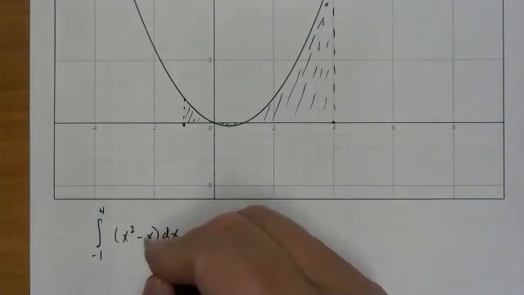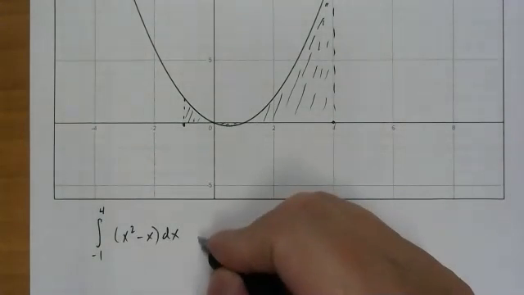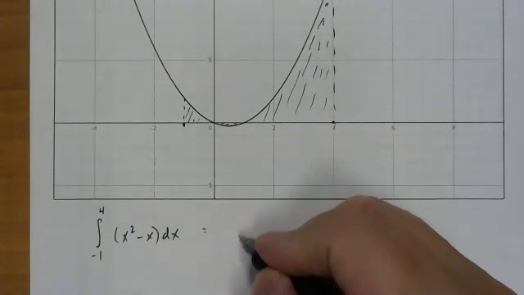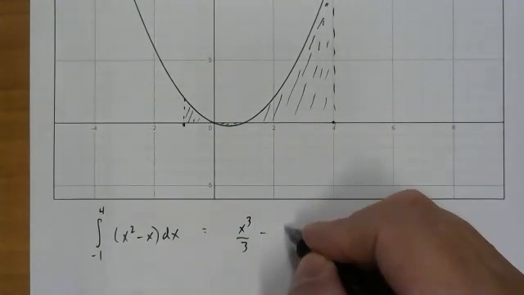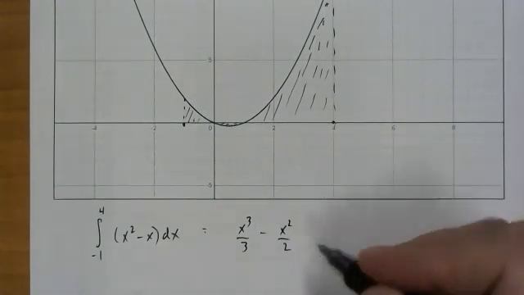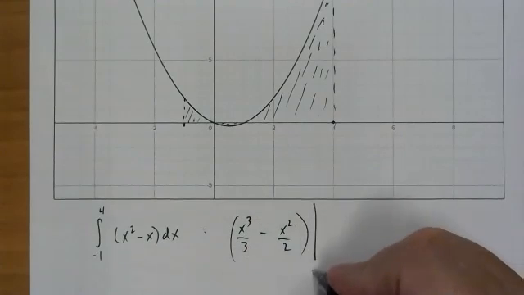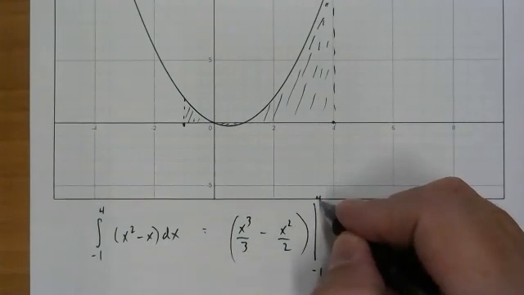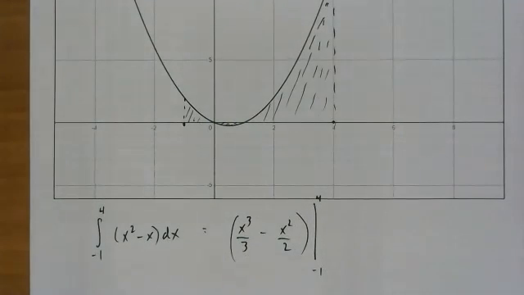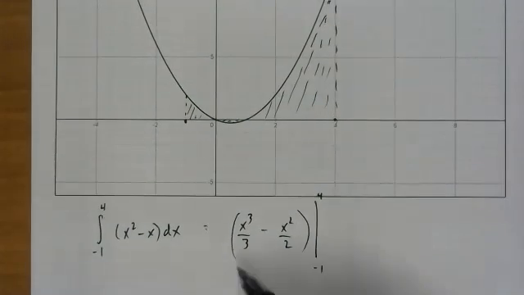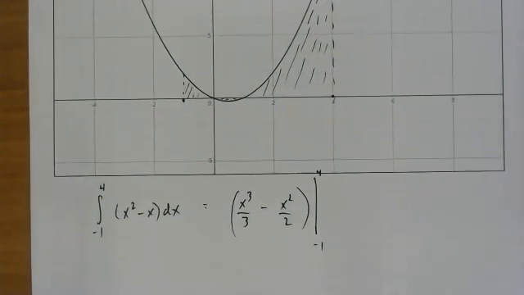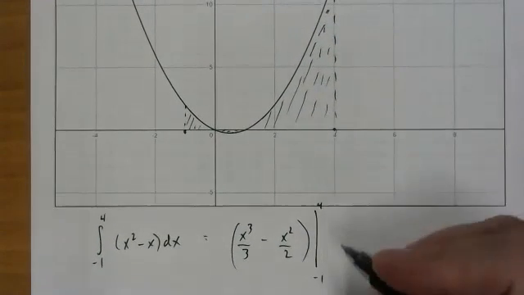So now I have two terms here, but both of them are going to follow the power rule. So x squared becomes x cubed over 3 minus x squared over 2. I'm going to go from -1 to 4. Now, sometimes in these kinds of problems, they can get pretty messy because you end up with a lot of fractions, a lot of exponents. Just be careful with your math.